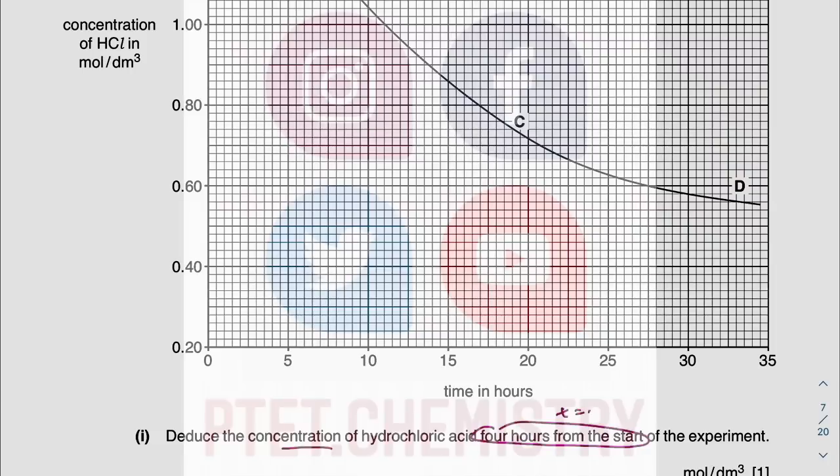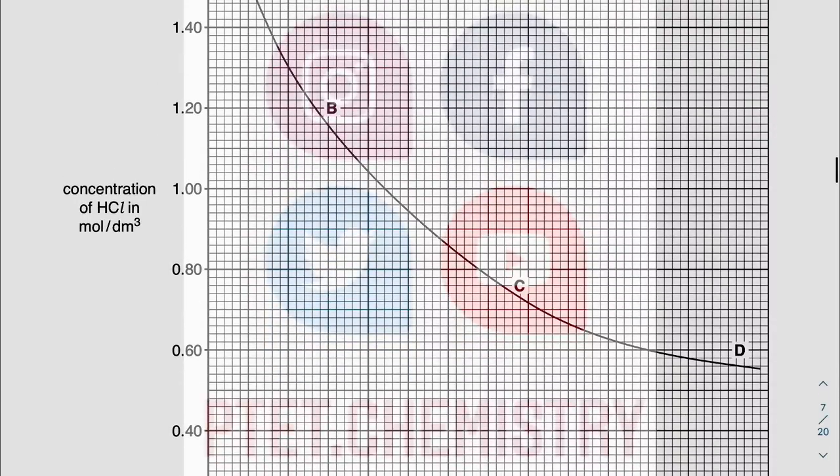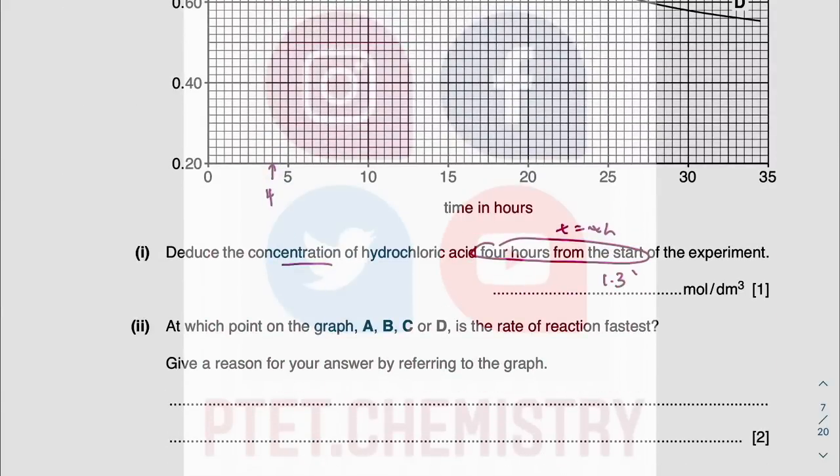So there's a t equal to 4 hours. So this is 4 hours. If I look all the way up here, it should be there. So the concentration, if you read the graph carefully, this is 1.30. So this is 1.32, 1.34, 1.36, 1.38. The unit is already given, so you're lucky then, okay?